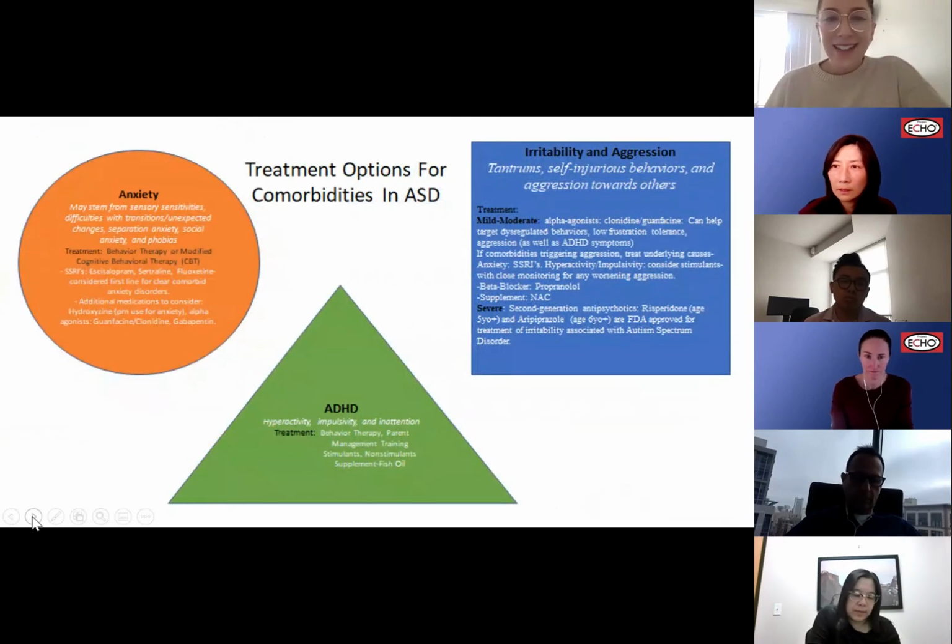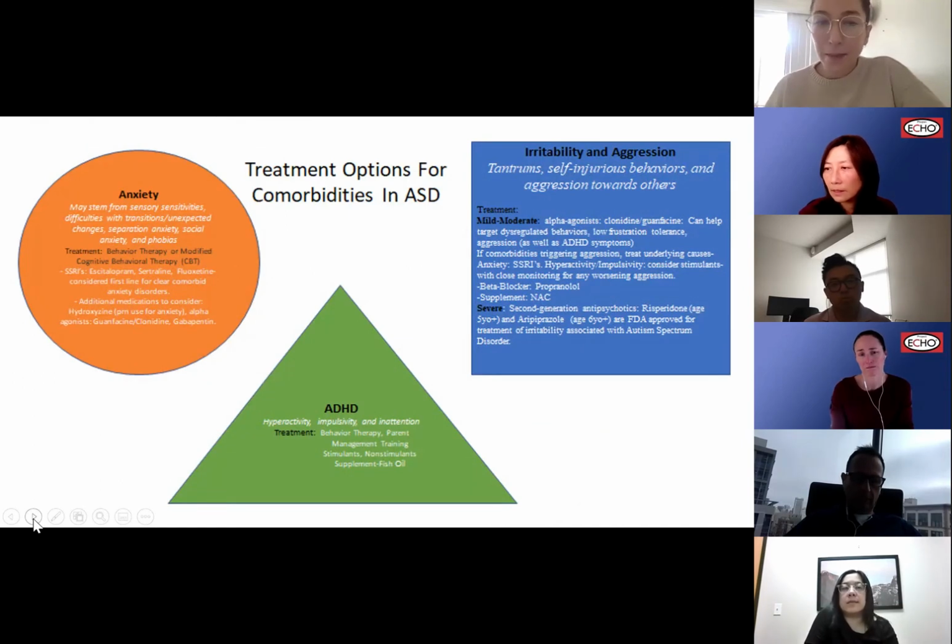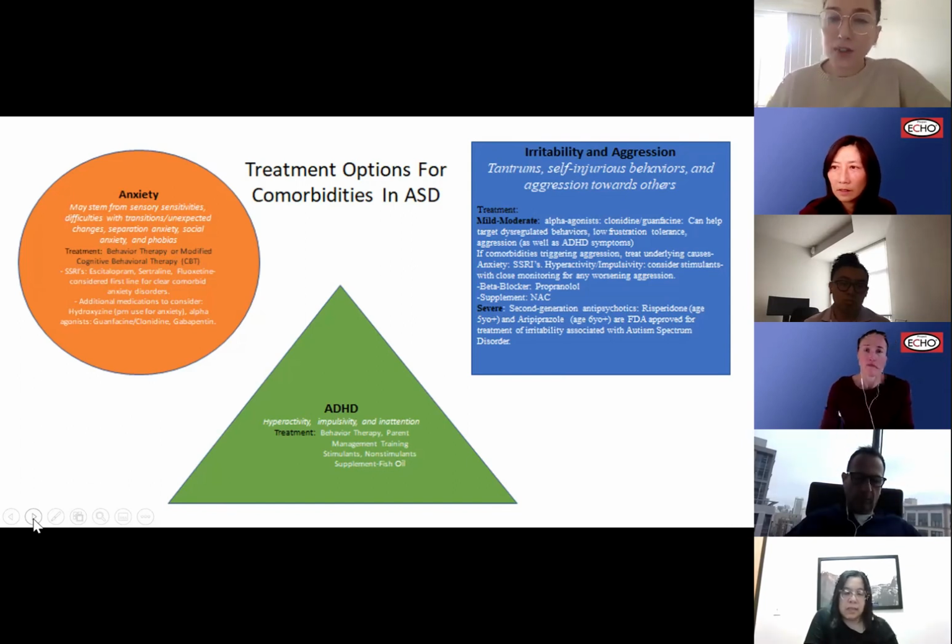Next slide, please. Thank you. Certainly there's more than these three groups for comorbidities, but these are the common ones that we often see and think about. Those are anxiety, ADHD symptoms, and then irritability and aggression. So when we're thinking about anxiety, as previously mentioned, some of the things that may be leading to anxiety are things like sensory sensitivities, difficulties with transition or changes in their routine, separation anxiety, social anxiety, and certain phobias that can all exacerbate the anxiety.